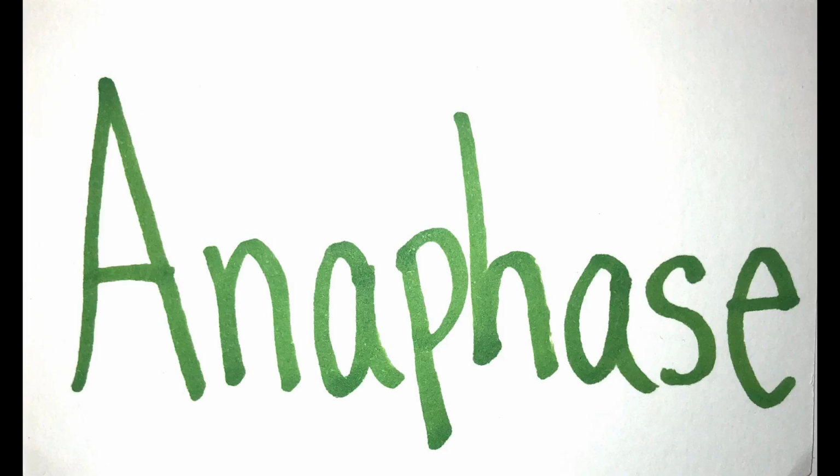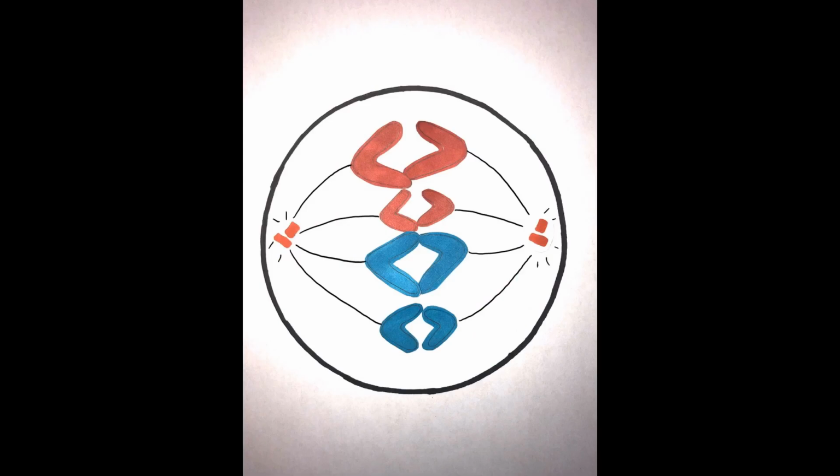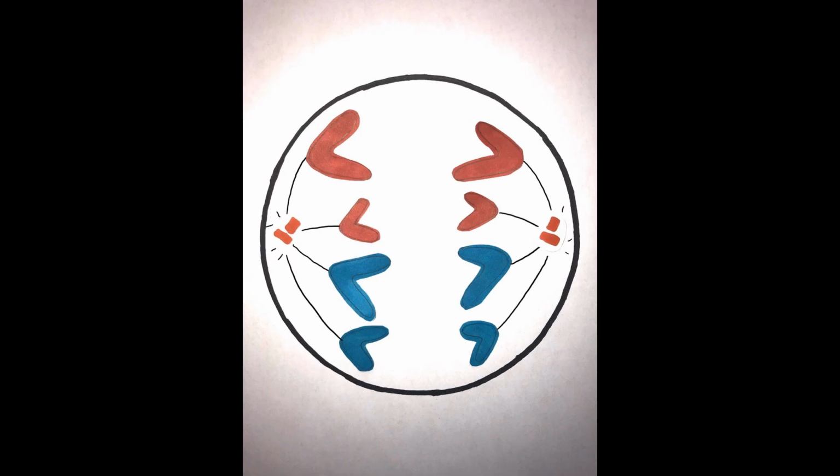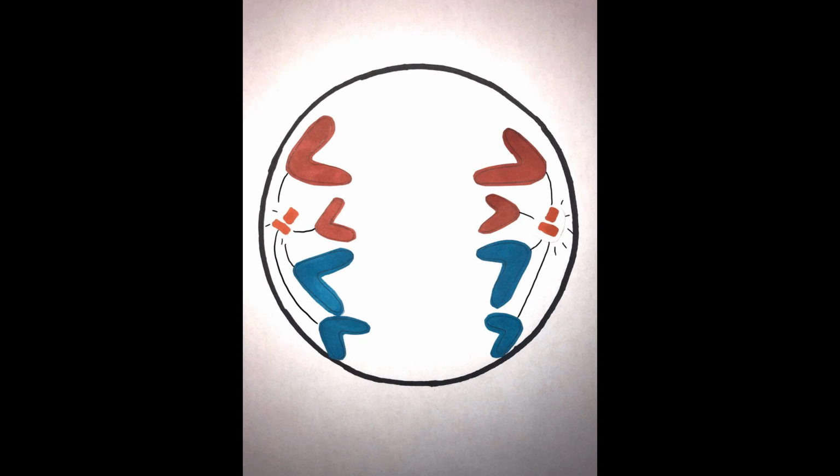In anaphase, the microtubules bound to the kinetochore shorten, and the centromeres on each sister chromatid separate. Upon separation, each sister chromatid becomes an individual chromosome. This separation pulls the chromosomes away from the metaphase plate and towards the poles of the mitotic spindle.